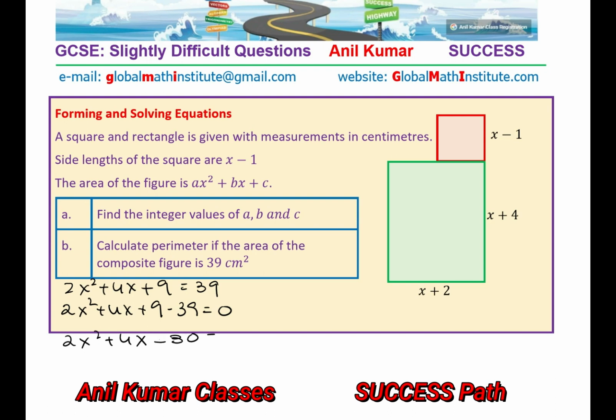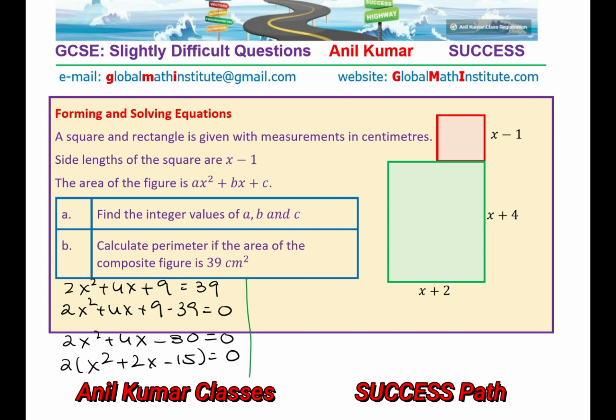Minus 30 equals 0. 2 is a common factor, that gives you x squared plus 2x minus 15 equals 0. So we have factored. Now we have x squared plus 2x minus 15 equals 0 to be factored. We can use the product and sum strategy. As I said, the playlist has many videos which will help you in doing this factorization.